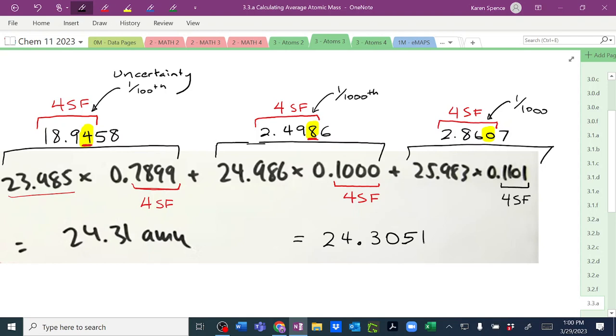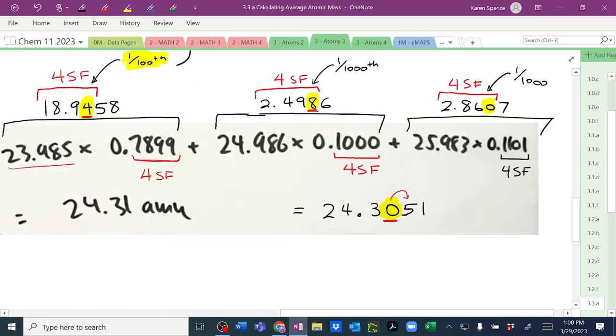And because we're adding, we now have to go to the first uncertain digit, and the largest uncertain digit is the hundredths position. So we now need to round to the hundredths position. That means we look to the right, that's a 5, so that's going to round up. So that will then round to 24.31 AMU.